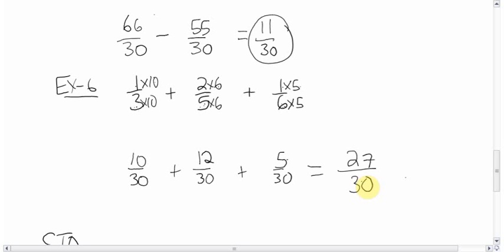Most of you are thinking we're done. Actually, no, we're not done. You can reduce this. 3 can go into both 27 and 30. 3 goes in here 9 times. 3 goes in here 10 times. So you're left with 9/10.